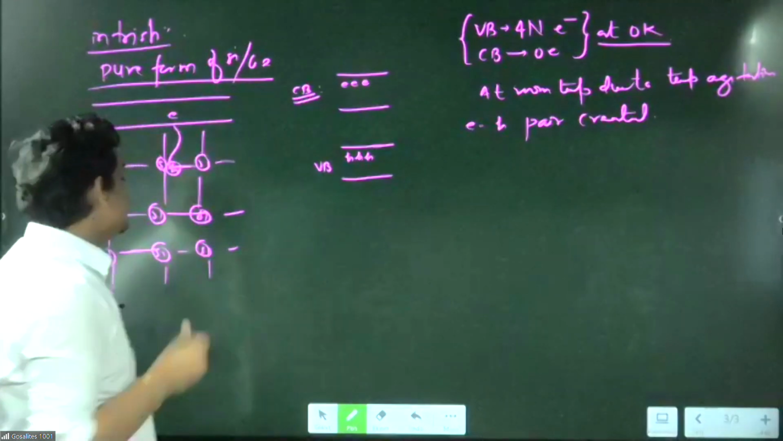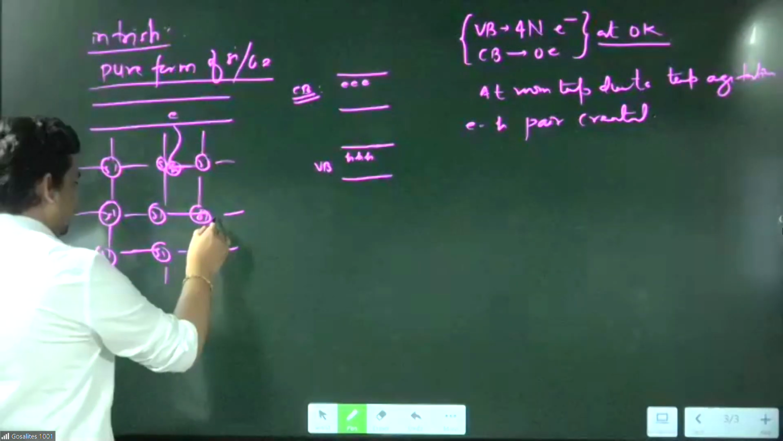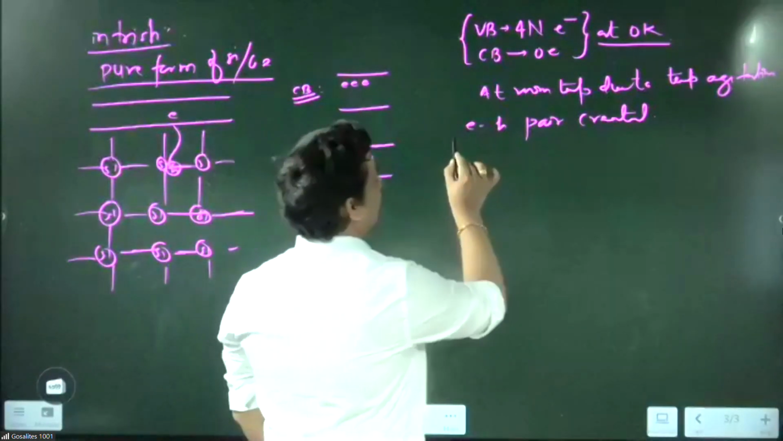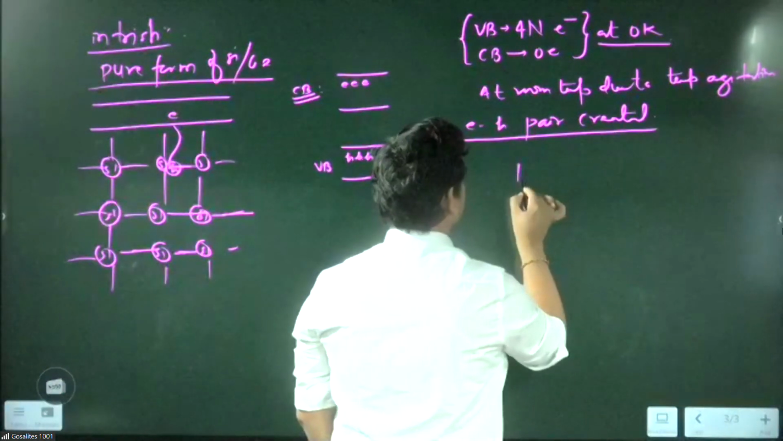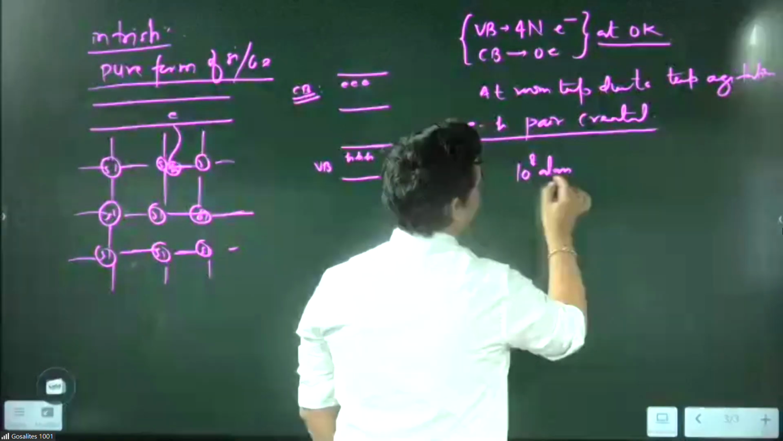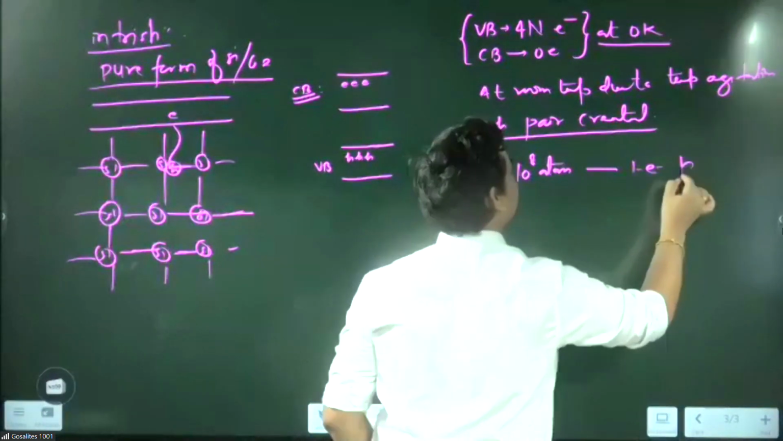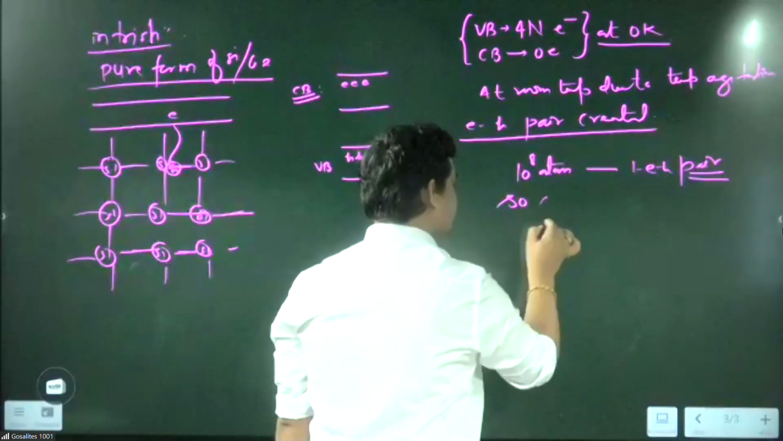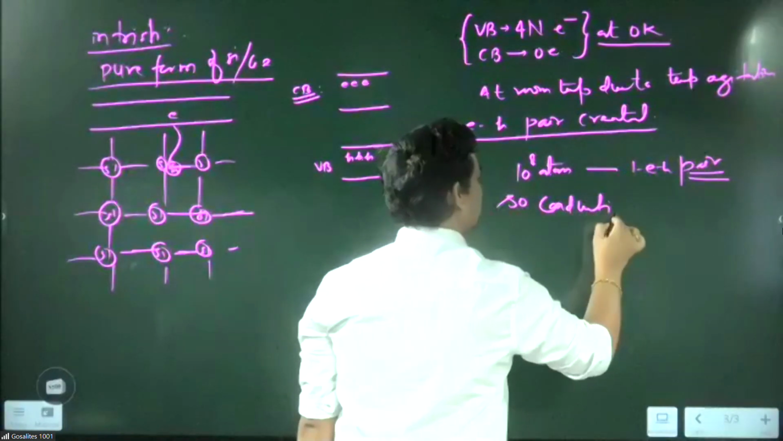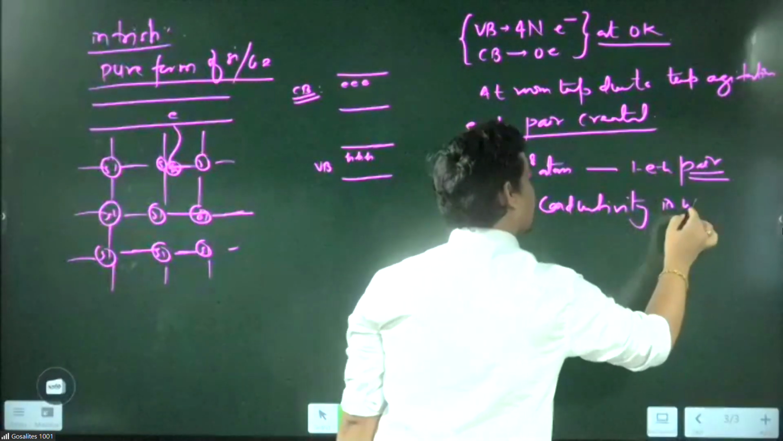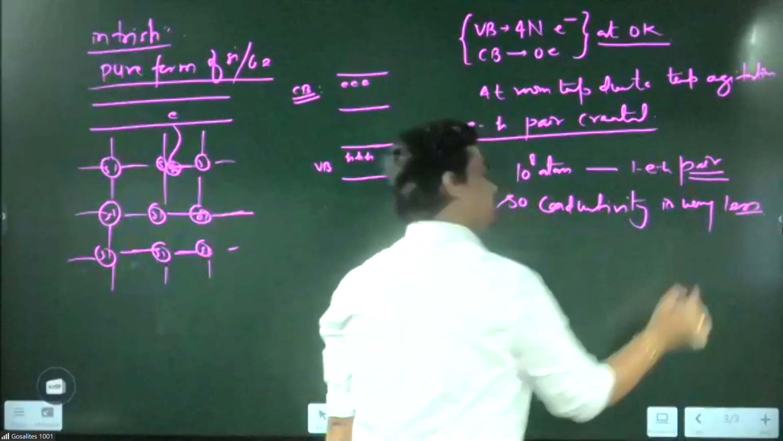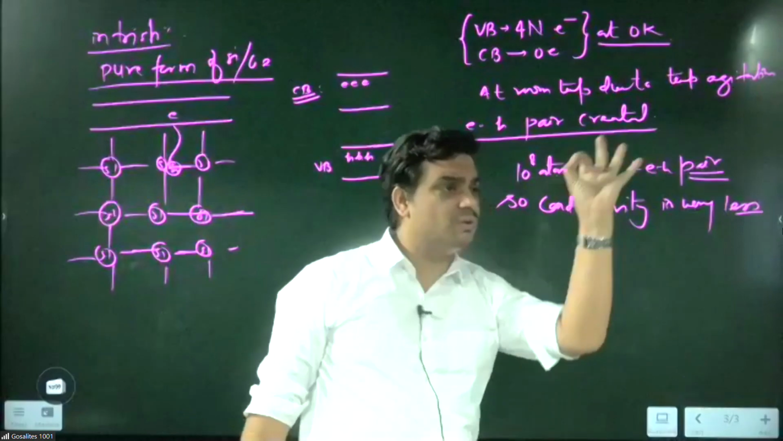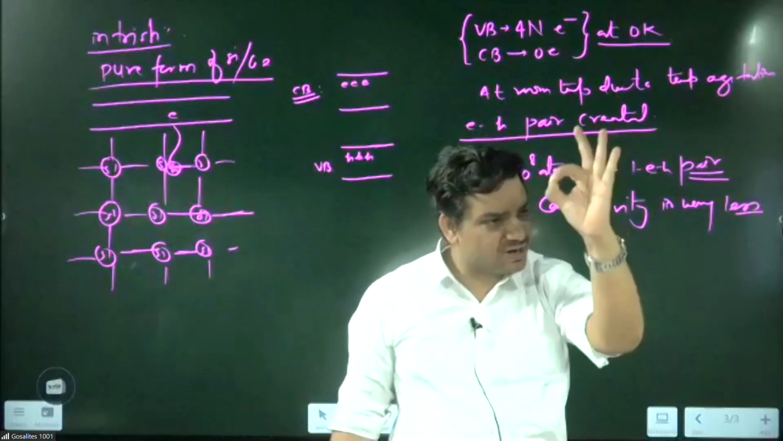Next, here also a bond is broken, and here also a bond is broken. But out of 10 power 8 atoms, only one electron-hole pair will be created, so conductivity is very, very less.